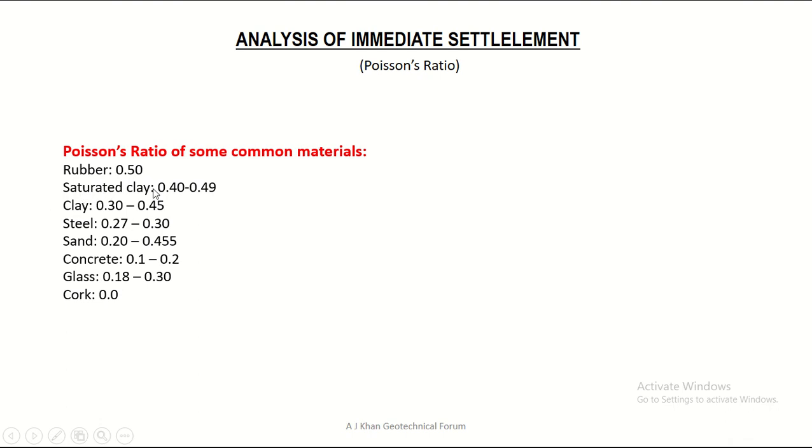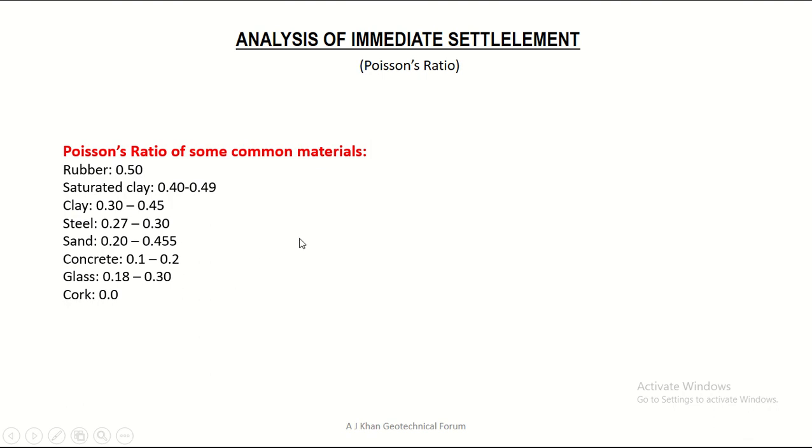Saturated clay, very interesting. If the clay is saturated, it may behave like rubber. So the upper limit of Poisson's ratio of saturated clay is almost equal to the Poisson's ratio of rubber. And for unsaturated or partially saturated clays, this may range between 0.3 and 0.4. Steel, on the other hand, may have a value between 0.27 and 0.3. See here that sand, this is very interesting. Sand has a Poisson's ratio between 0.2 and 0.455, depending on whether the sand is saturated or unsaturated. Concrete is 0.1 to 0.2.